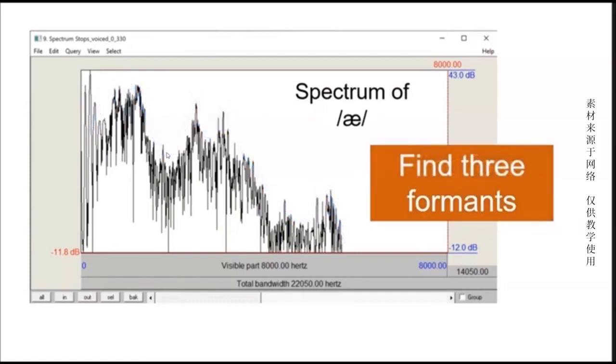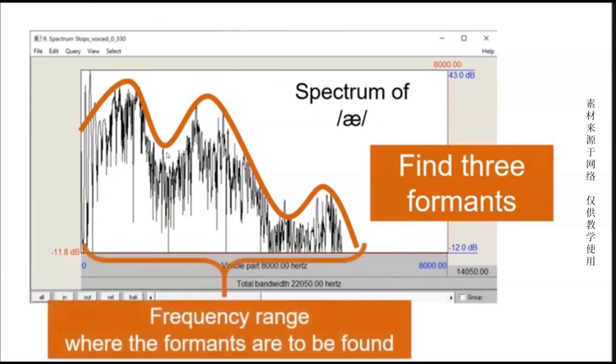And if I told you instead to find three formants, well, then you'd have a difficult situation because those two peaks in the middle would have to be smoothed over. So we can get a sense for how our estimate of the formants would change just based on how many we're looking for. Another factor that comes into play is the frequency range where the formants are to be found.